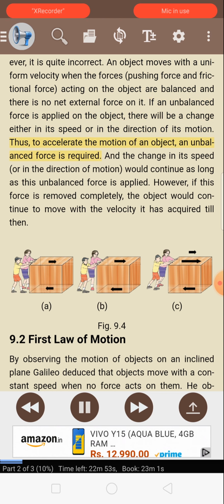Thus, to accelerate the motion of an object, an unbalanced force is required. And the change in its speed or in the direction of motion would continue as long as this unbalanced force is applied. However, if this force is removed completely, the object would continue to move with the velocity it has acquired till then.